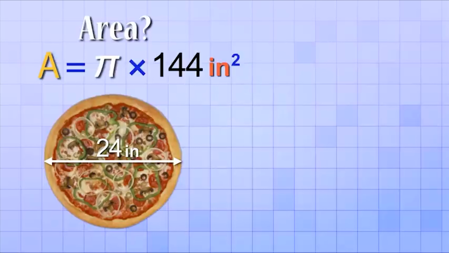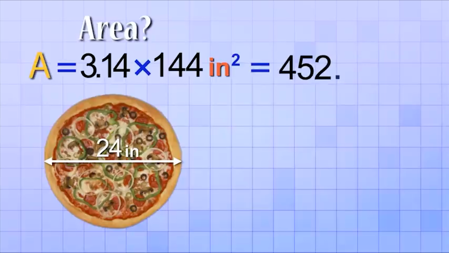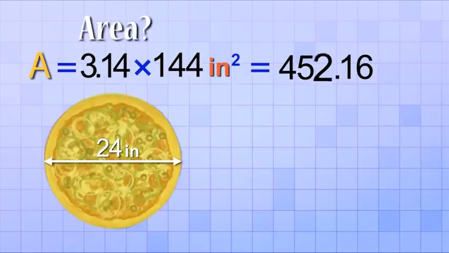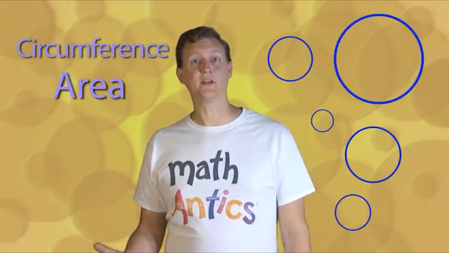Next, we just multiply that by pi. 144 times 3.14 is 452.16. So the total area of the pizza is 452.16 square inches. So now you know how to find the circumference and the area of any circle. All you need to do is remember the formulas.